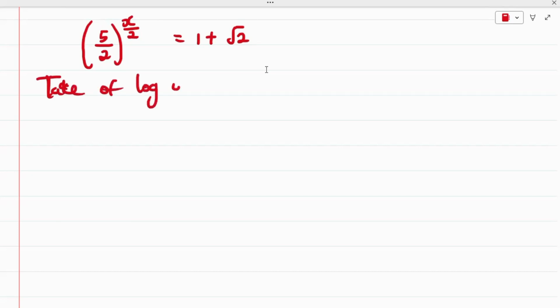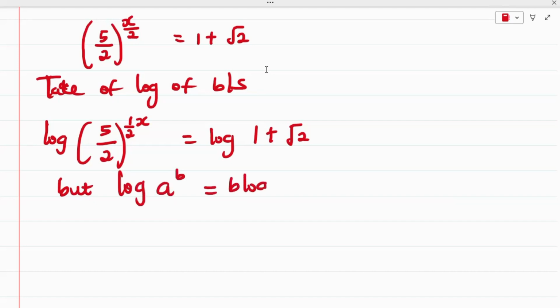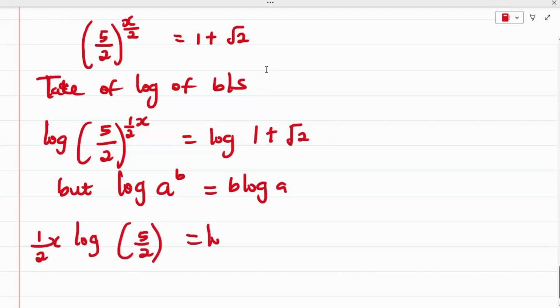So taking the logarithm of both sides, we have log of (5/2) raised to the power of 1 over 2x, which is equal to log of 1 plus the root of 2. But from the logarithmic property, if we have log a raised to the power of b, this is equal to b log a. So applying this property, we have 1 over 2x log 5 over 2 is equal to log 1 plus the root of 2.